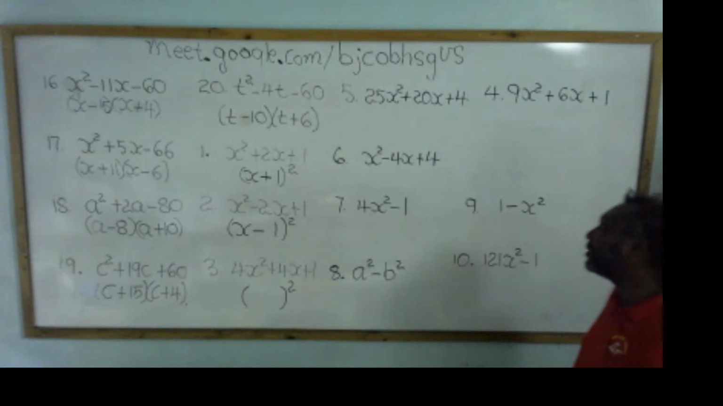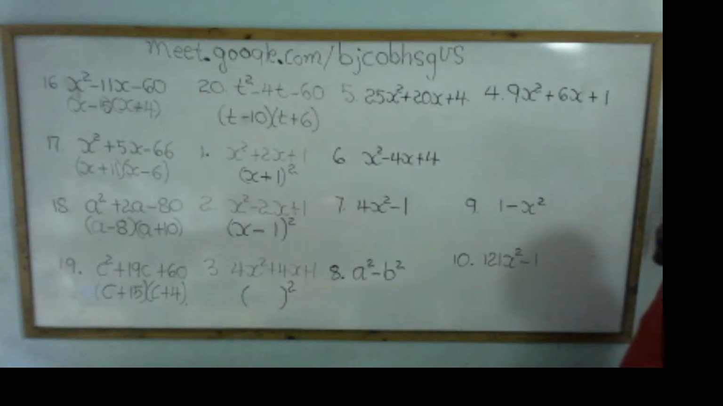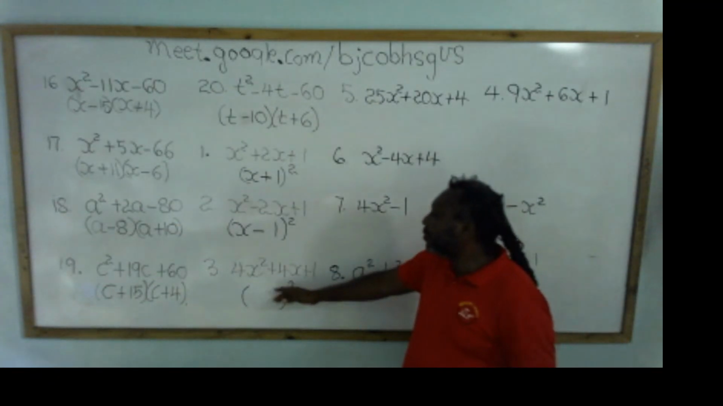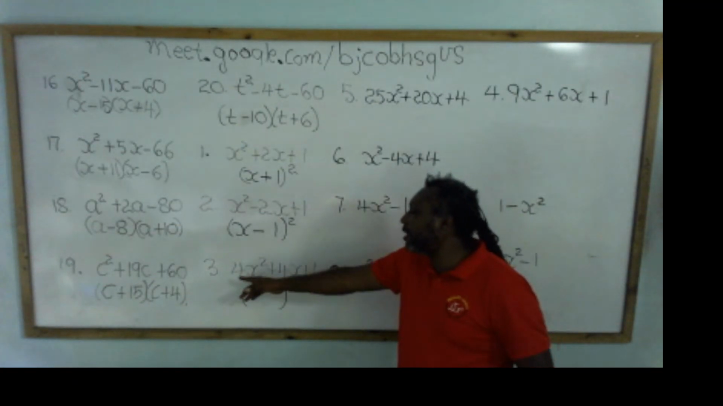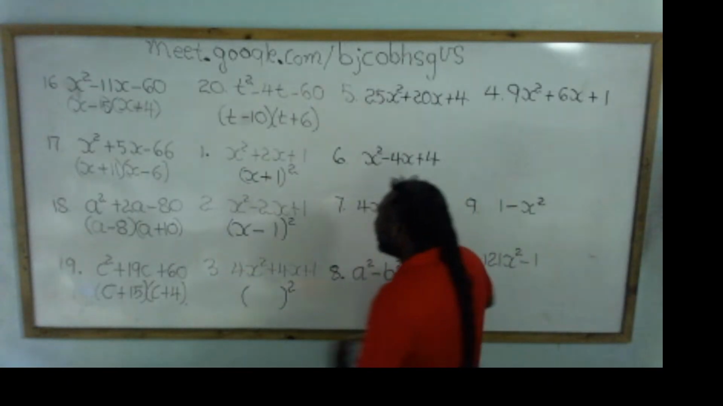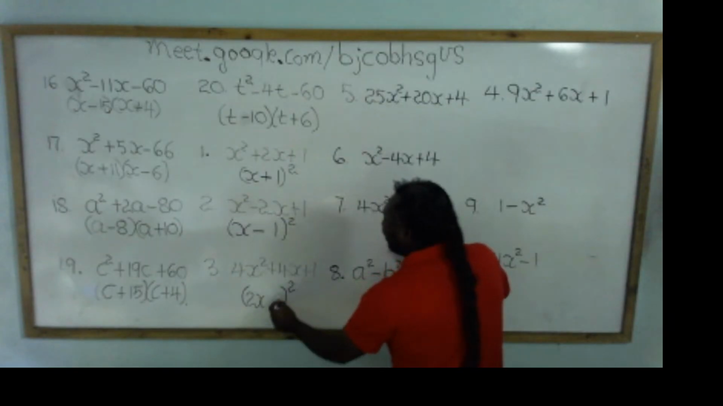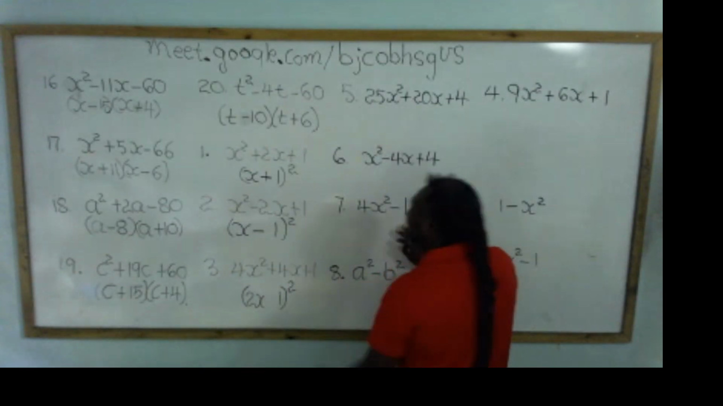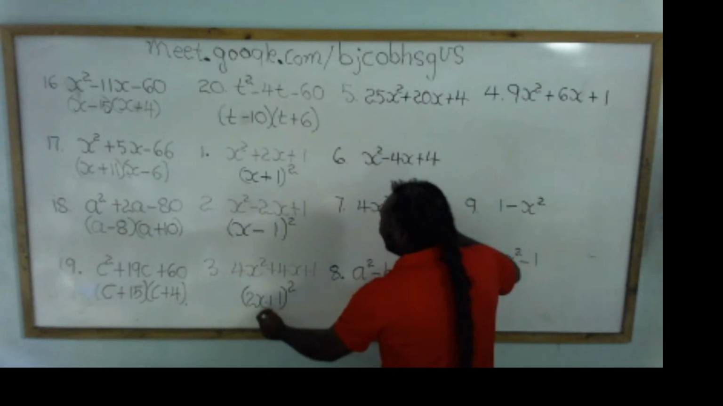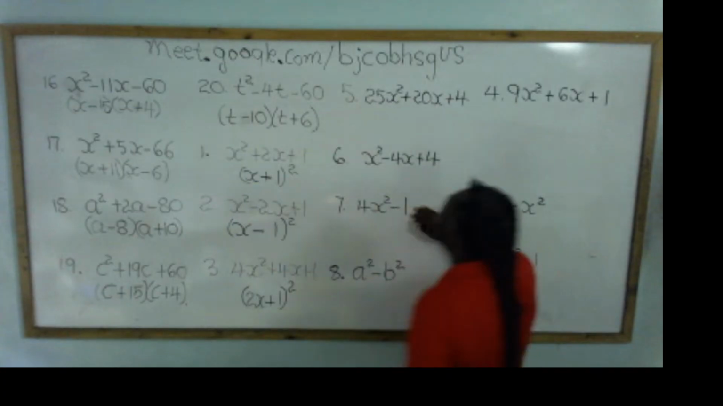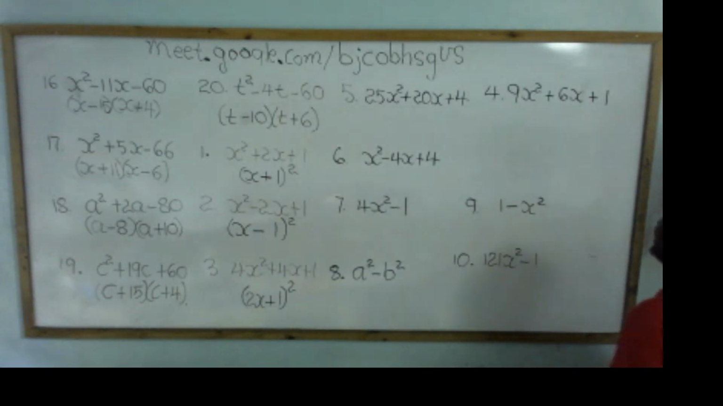So let's continue with this and let us finish up. Dear perfect square, what do you square in order to give 4x squared? That's 2x. And what do you square to give 1? That's 1. And of course, the sign is positive. Any other perfect square? Yes, we have 2 more.